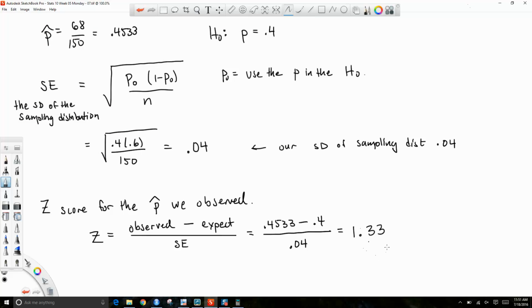Okay, we got 1.33, this is our z. So what we observed was that 45% of the students lived in apartments. The associated z-score for that is 1.33. All right, so would we say that's significantly different from what we expected or not really?